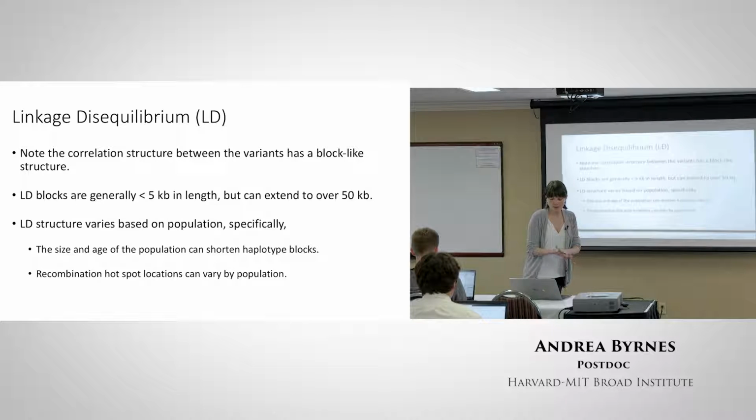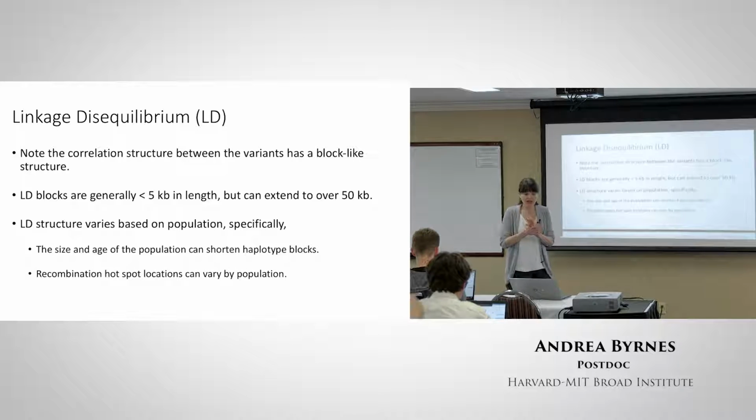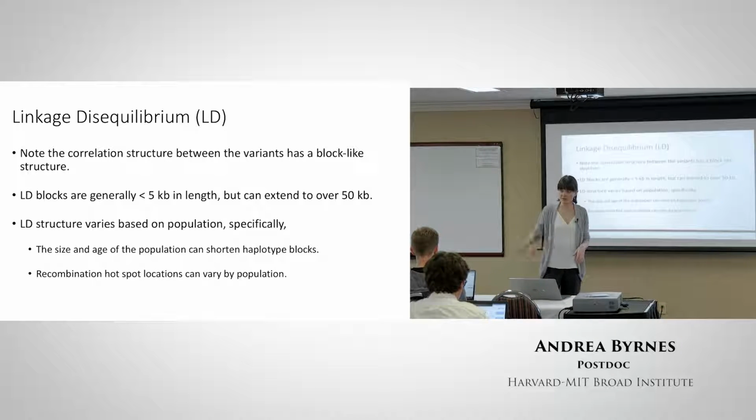So one thing that's very important to note here is that LD structure varies based on the population, and specifically, the size and age of the population can shorten the haplotype blocks. I think the very classical example of this is in sub-Saharan Africa, the population is large and old. And so as you have many, many generations of a lot of people all existing through a long period of time, there's a lot more chance for recombination between different SNPs to happen. Whereas something like Finland, which has gone through many bottlenecks in its history, so the population size got quite small many times very recently, those haplotypes tend to be a bit longer because they have had less time to recombine, sort of the intuition behind that.